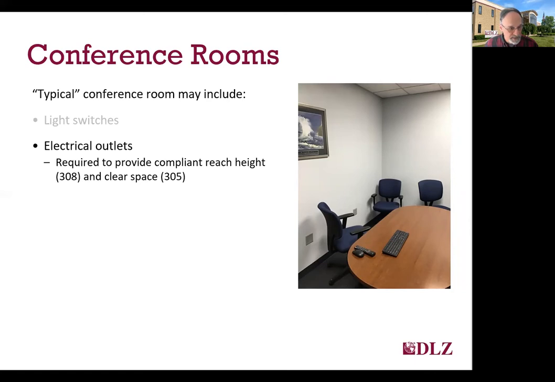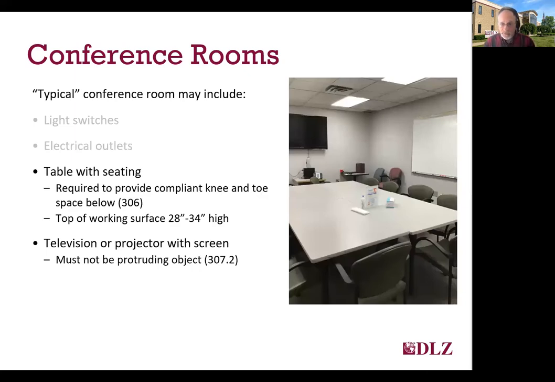One of which may not be accessible because of the narrow space between the table and the wall, but the one on the left certainly is. Tables with seating need to be provided that have the 27-inch minimum knee space below for a wheelchair, so they could easily move that chair aside and put their wheelchair in that space. And they also have that toe space, and the working surface height must be between 28 and 34 inches.